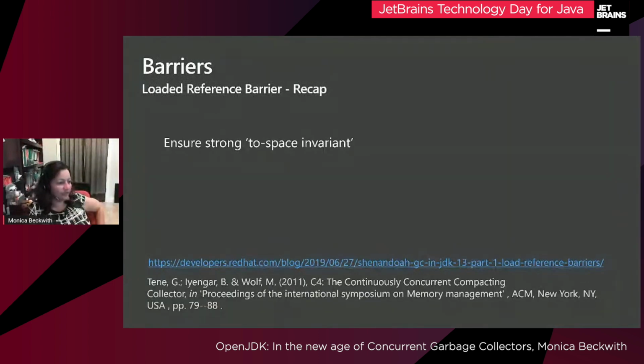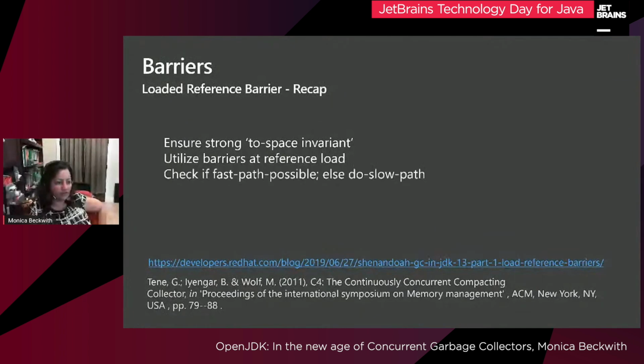Again, the concept is introduced beautifully in this paper here. What we have to do, let's recap. We have to make sure that we ensure the strong to-space invariant, right? And utilize barriers at reference load. If it's not a bad reference, remember, we can take the fast path. If it's a bad reference, then we have to stop and do the slow path. Okay.